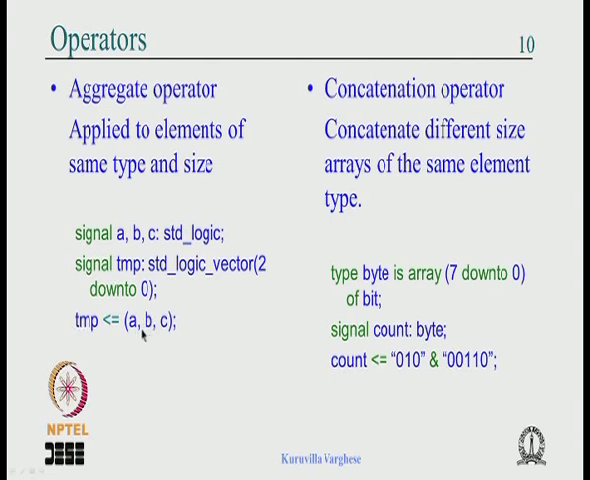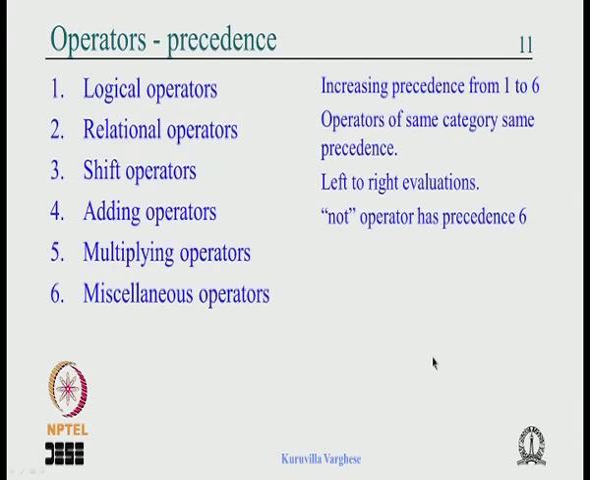If you have some signals of the same type and same size, they can be aggregated together into a bus or a multi-bit signal. But a more useful thing is the concatenation operation, which will work for the same type but different size elements. And we have looked at the precedence of various operators.